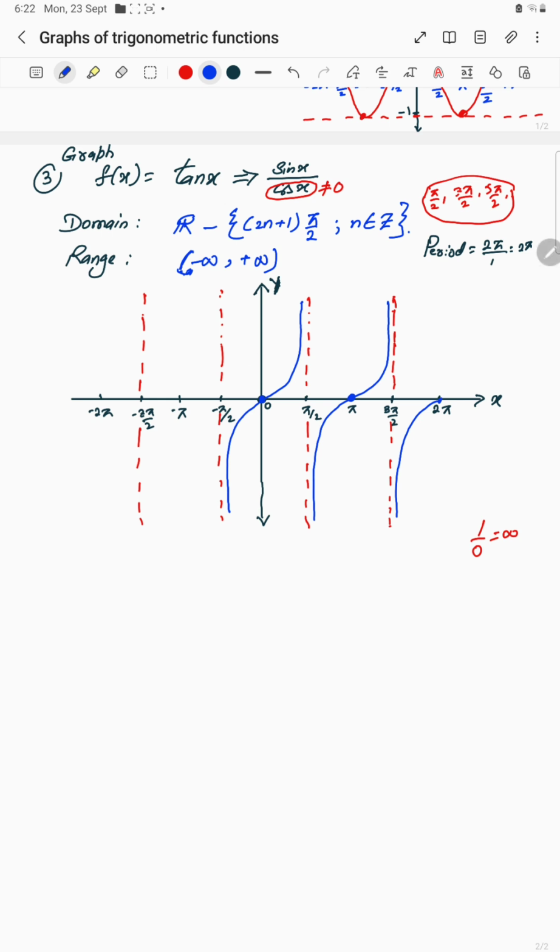Here it will be 0, so you can see the shape will be like this. Let me draw it clearly. Yeah, very great. And here it will be like this. So this is the shape for the tangent function's graph.